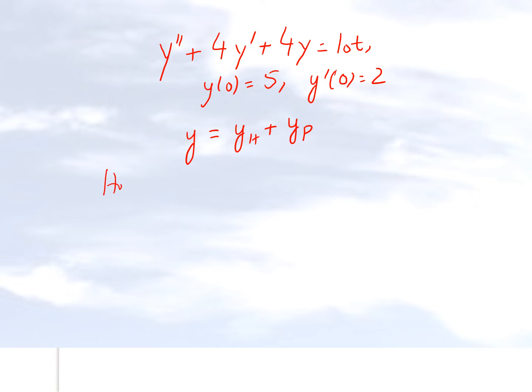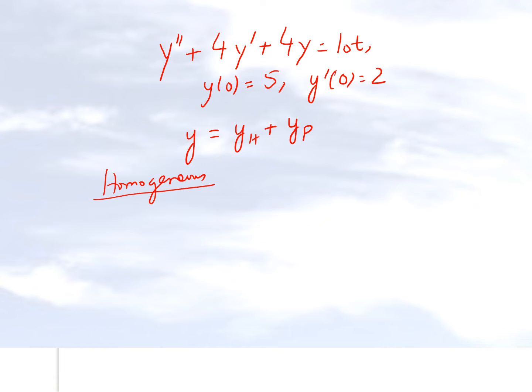Let's look at the homogeneous part and how we're going to calculate that. The homogeneous part is the solution to the differential equation with no forcing function, so you would have no 10t in there. So let's see what the solution will be.